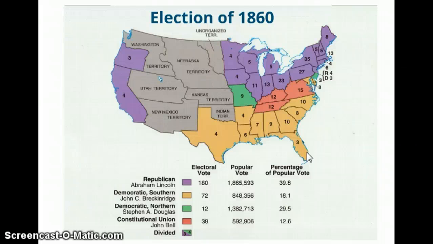And we'll see in the upcoming lessons, it's going to start with the state of South Carolina. They're going to decide they've had enough. They no longer want to be a part of the United States, and they're going to secede, or break away from this country, before Lincoln is even sworn in. This is something that we're going to talk about in the coming lessons.